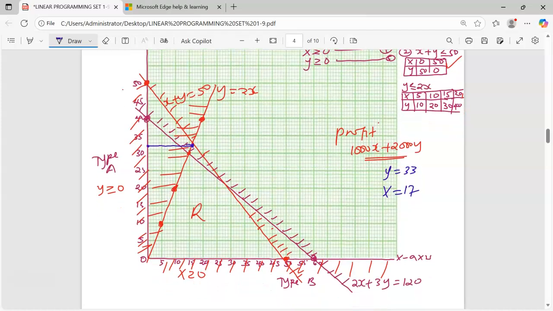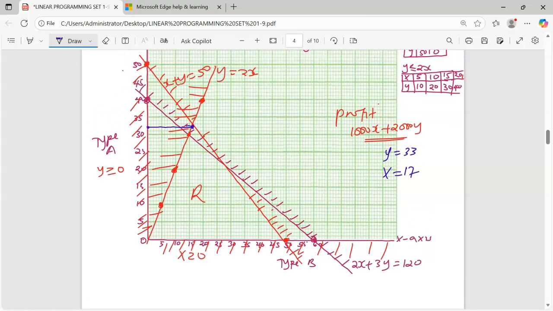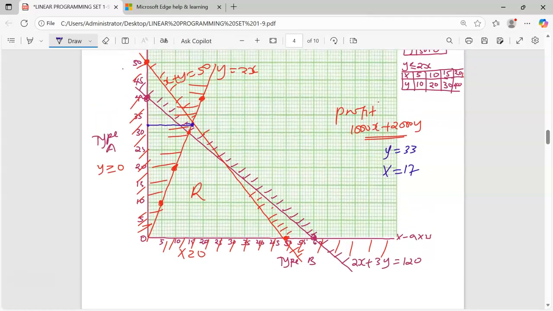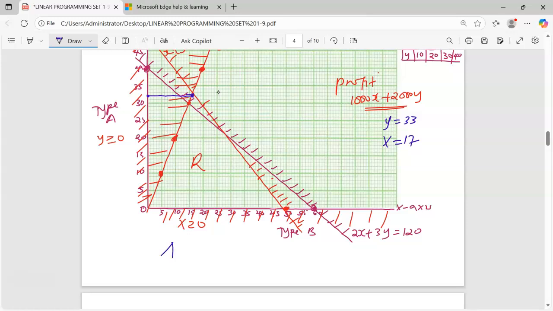That means type A is going to make 17 trips, and type B is going to make 33 trips for us to get the maximum profit.